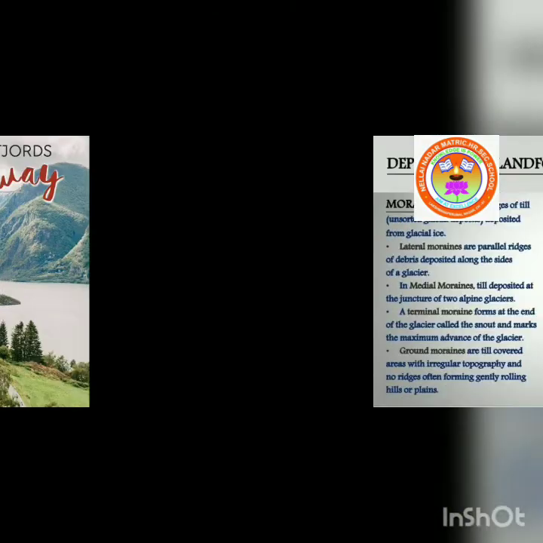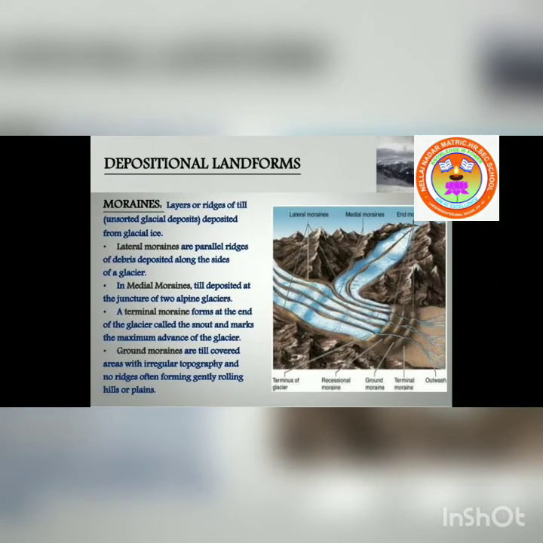Okay. Next, depositional landforms of glacier. Here, after getting eroded, fragments of rocks and boulders along with dirt form glacial debris. Glacial debris gets deposited in the low-lying areas and forms depositional features like moraines, drumlins, eskers, caves and outwash plains.